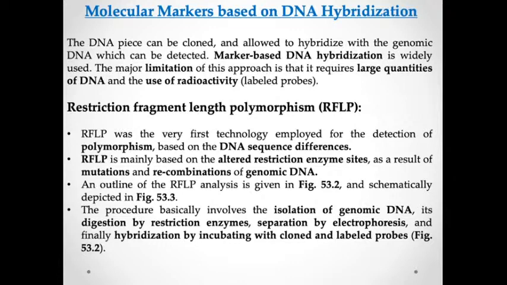Restriction fragment length polymorphism, RFLP, is the first part in this DNA hybridization. RFLP was the first technology employed for the detection of polymorphism based on DNA sequence differences. RFLP is mainly based on altered restriction enzyme sites as a result of mutations and recombination of genomic DNA. An outline of RFLP analysis is shown in the next figure, where we will deal with its basic principle: isolation of genomic DNA, then digestion by restriction enzymes, then separation by electrophoresis, and finally hybridization by incubating with cloned and labeled probes.